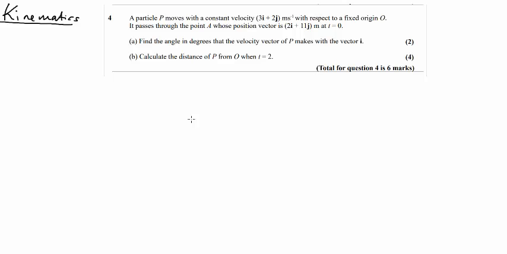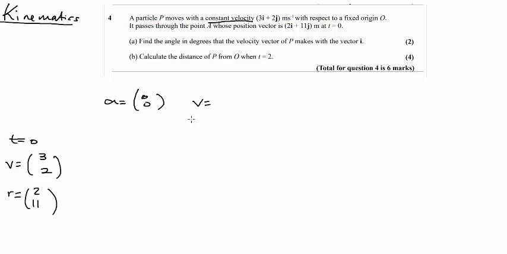Okay, here we go. Straight up, I just want to go straight into AVR. Constant velocity, so I know a is 0, 0. I know that t equals 0, because it's moving with a constant velocity, so that velocity is not going to change over time. So that is just going to be 3, 2. With respect to a fixed point origin, it passes, at t equals 0, R is at 2, 11. Excellent, I can build my AVR: 3t plus 2, 2t plus 11.